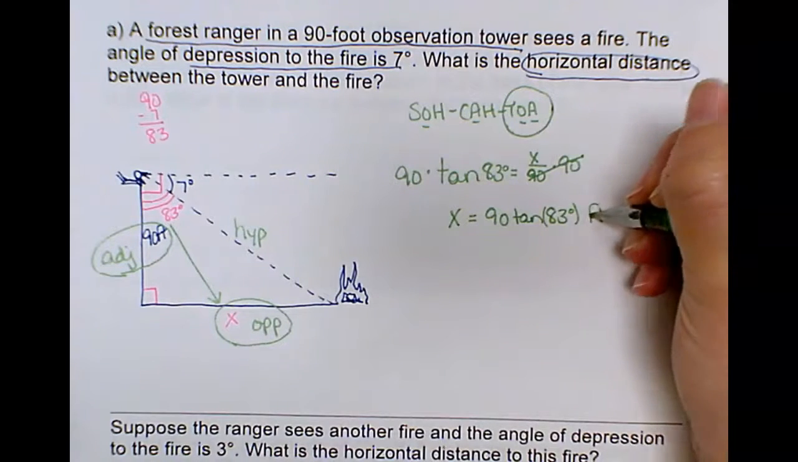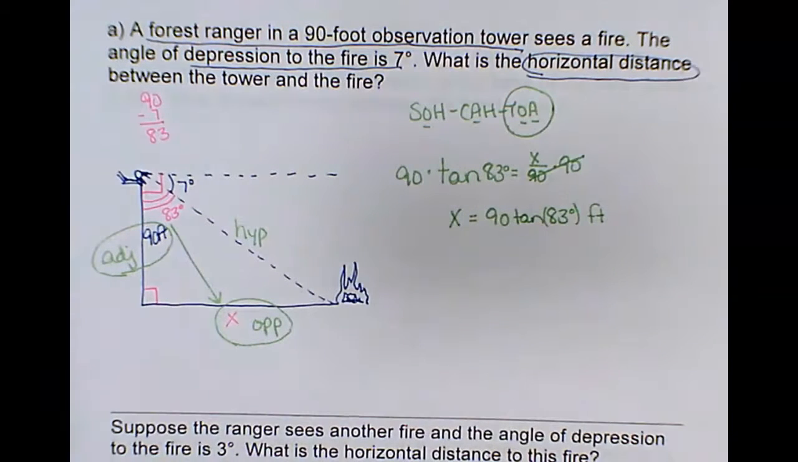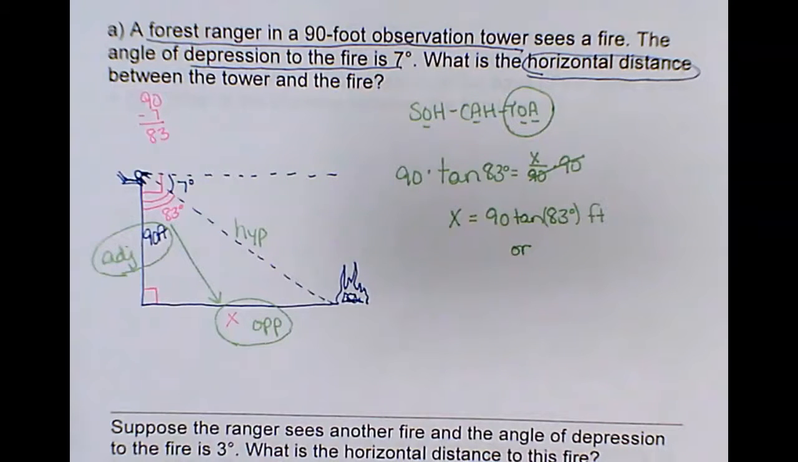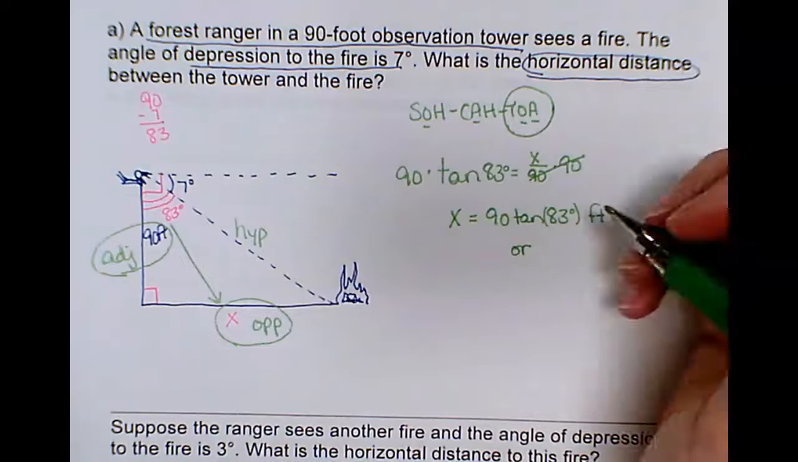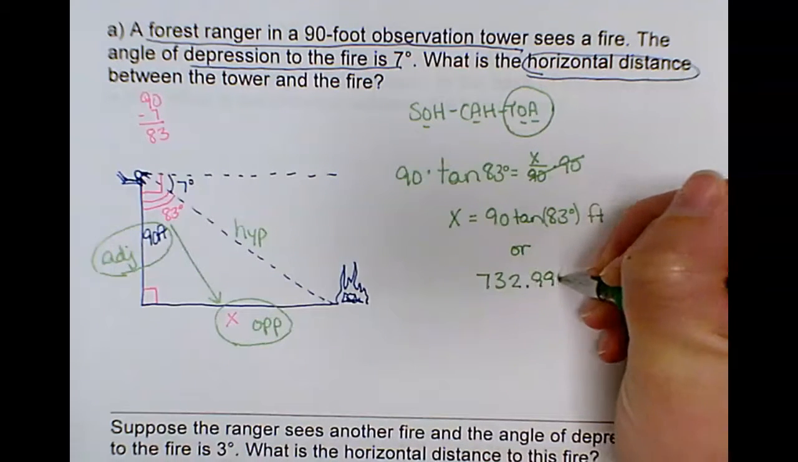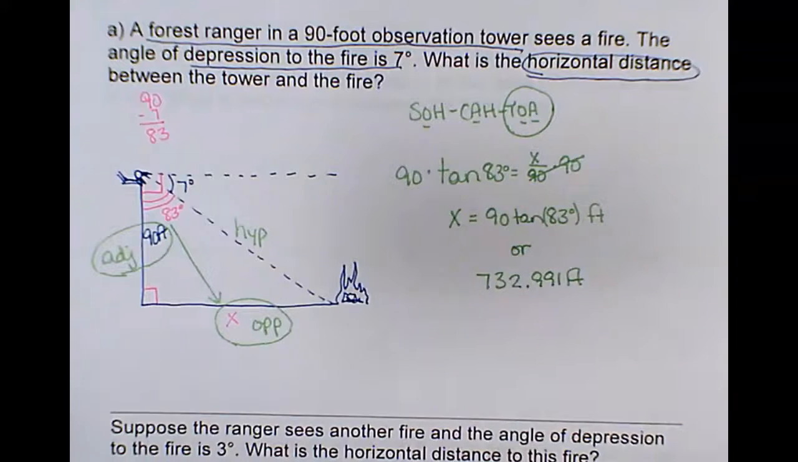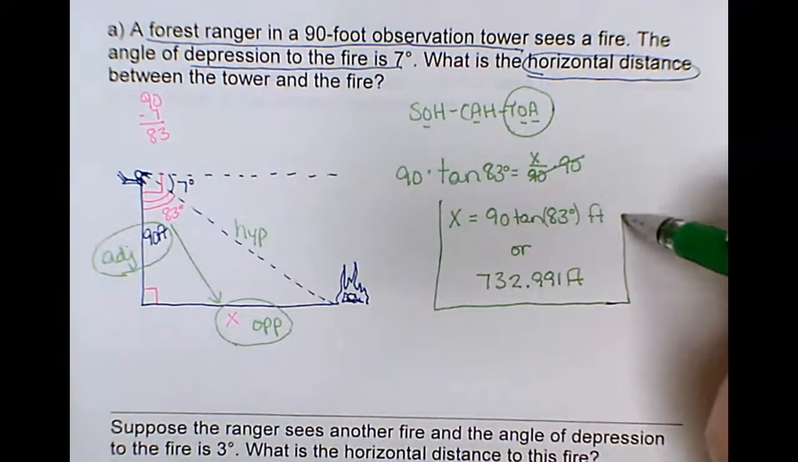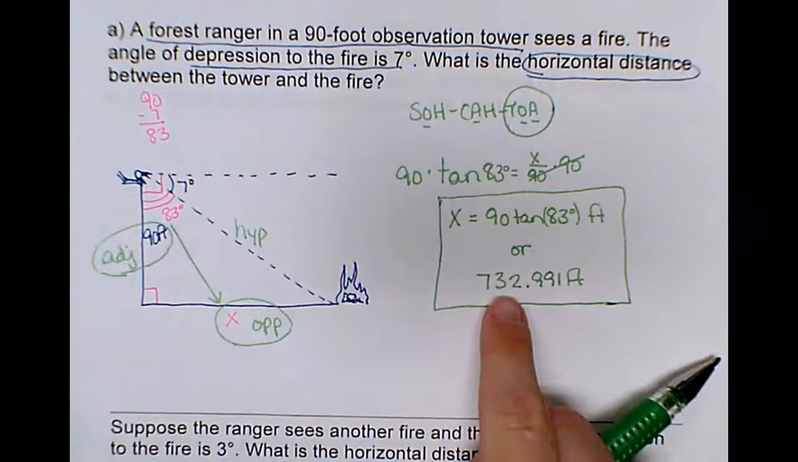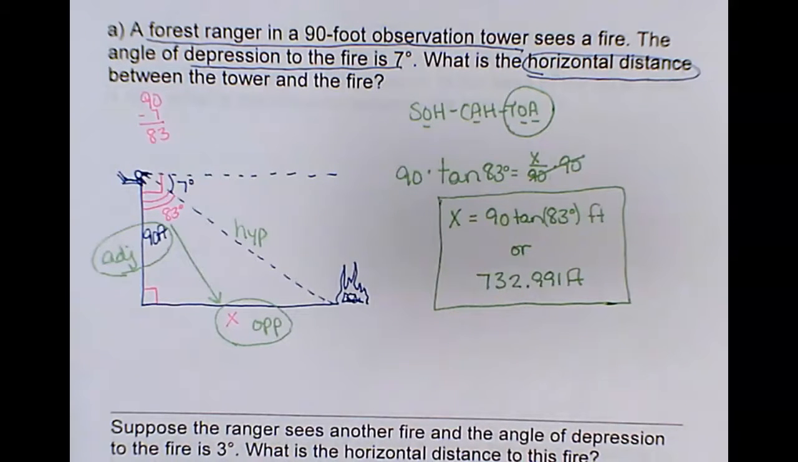And it's a side length, so I'm measuring in feet. I could also round this answer. Could type it into Desmos, making sure that my Desmos graphing calculator's settings are set to degree mode. So 90 times the tangent of 83 degrees would be approximately 732.991 feet, which is reasonable. If your observation tower is 90 feet in the air and you're really looking, you can spot something that's a little over 700 feet away.